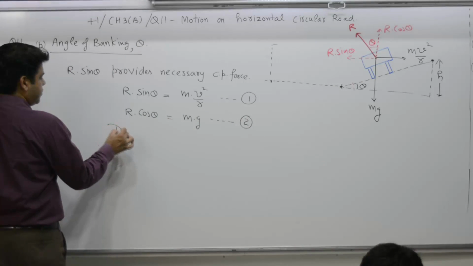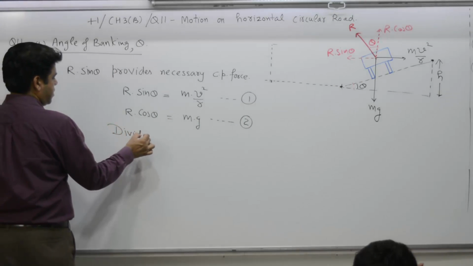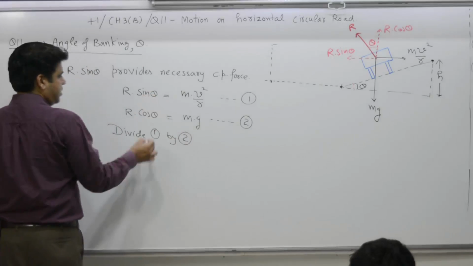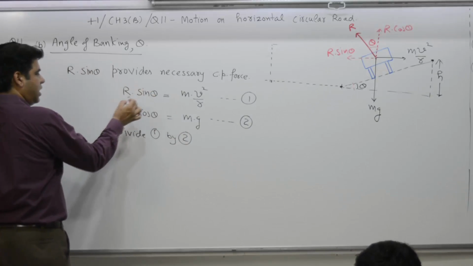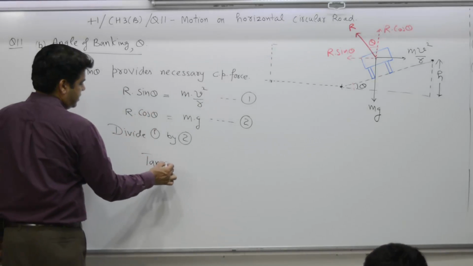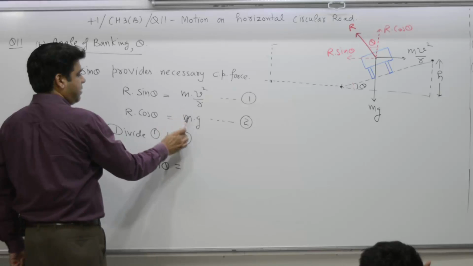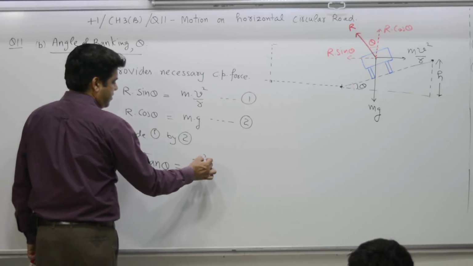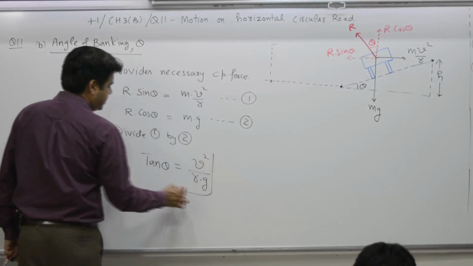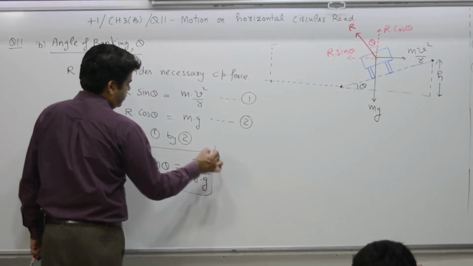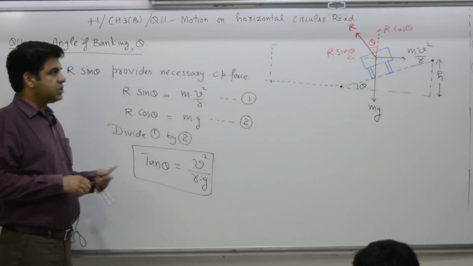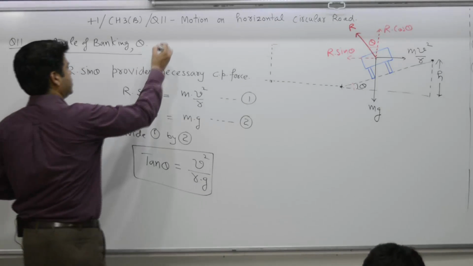Divide 1 by 2. Yes, if you divide 1 by 2, R is cancelled. Sin theta by cos theta? Tangent theta is equal to, m cancels, v square by r g. Tangent theta is equal to v square by r g. Means what? This is with what assumption? No friction.